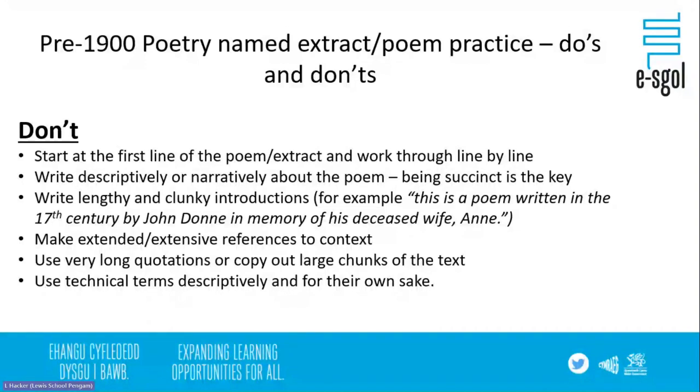Don't write lengthy and clunky introductions, okay? We want to go straight into it, nice and succinct. So a good example is, this is a poem written in the 17th century by John Donne in memory of his deceased wife, Anne. Full stop. A nice, concise, straight to the point overview of a particular poem. Don't make extended or extensive references to context. Remember, for this particular question, it is AO1 and AO2 only. You are not given any marks for contextual knowledge and understanding. That comes in the next question.